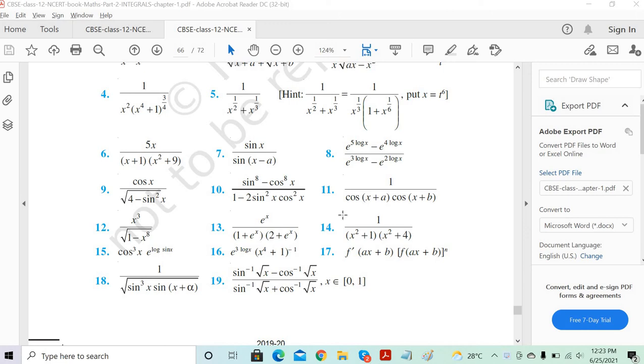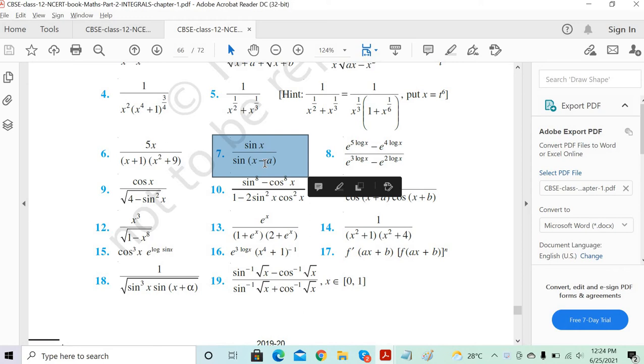Substitution, right, sir? This one. Yeah, it has to be done with the substitution only. See, sin x by sin x minus a is there. You have to simplify your denominator properly, right? So the denominator is x minus a.